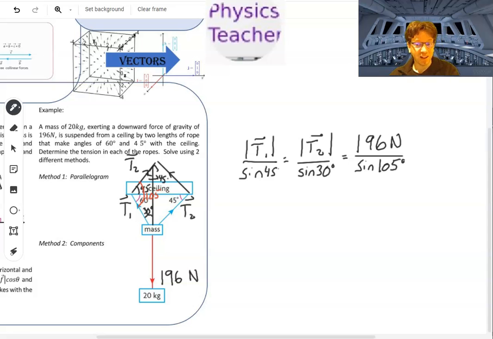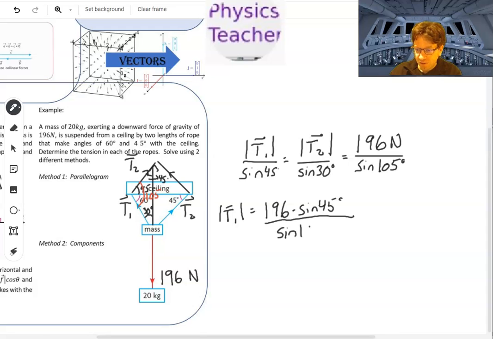So from here we can just apply the sine law twice, once to solve for T1 and once to solve for T2. And we're done. So let's do that. We'll start with T1. So the magnitude of T1 equals 196 times the sine of 45, all divided by the sine of 105. And you'll get T1 to be about 143.5 newtons.